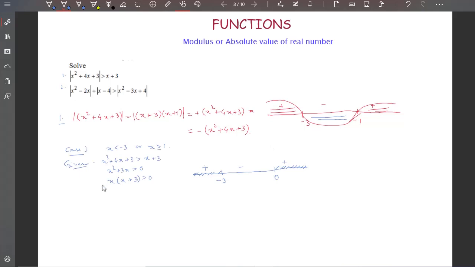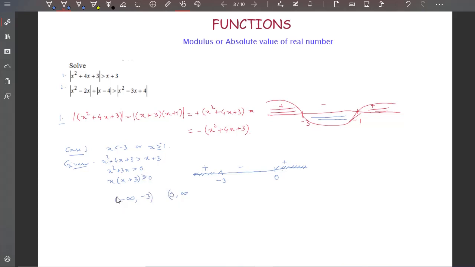This is the case 1. x is less than -3 and x is greater than 0, or x is less than -3 or x is greater than or equal to -1. So we have the solution in this case: -infinity to -3 and 0 to infinity. 0 will not be taken because it is a strict inequality.